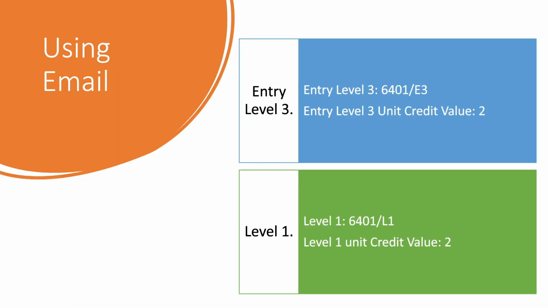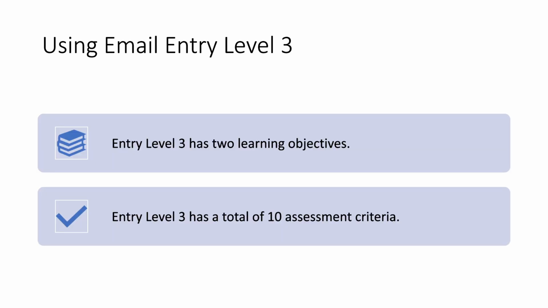So entry level 3, this is the name of the unit, and this is the amount of credits you get. So you get 2 credits. Level 1, slightly different, and you also get 2 credits. The content for entry level 3 and level 1 are very, very similar. There may be 1, sometimes 2 different assessment criteria that you might have to cover, but it's not so much more that it is going to become a massive burden.